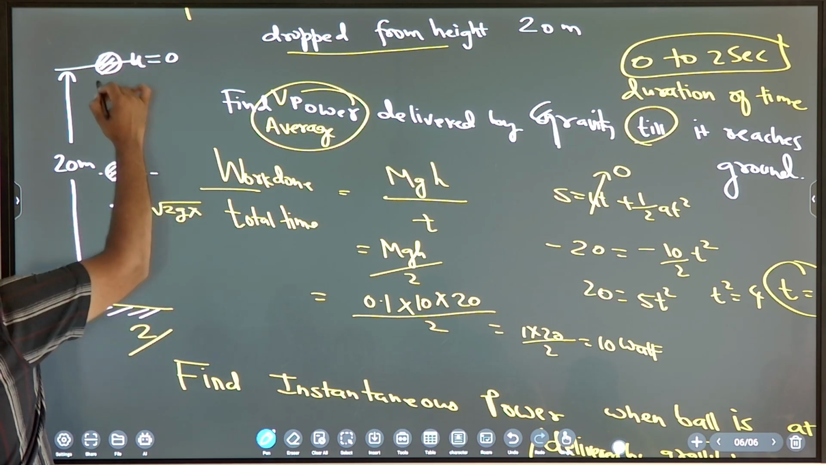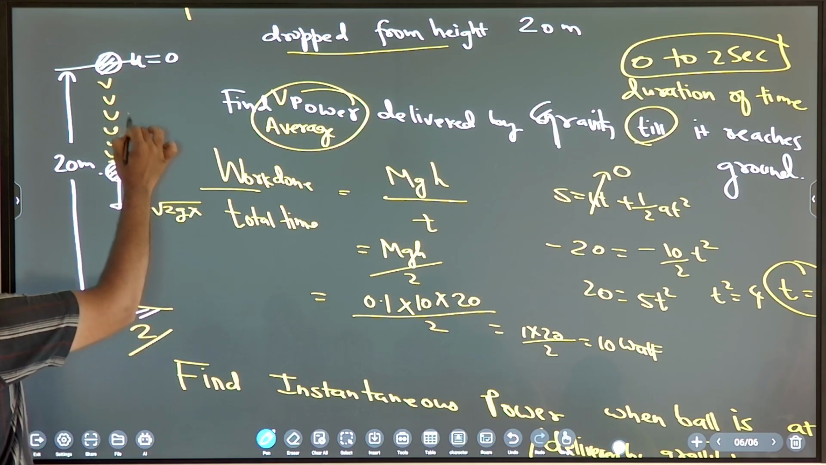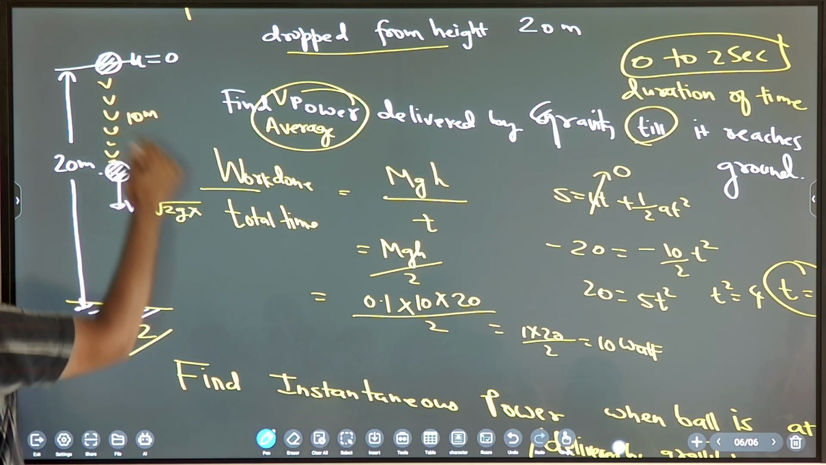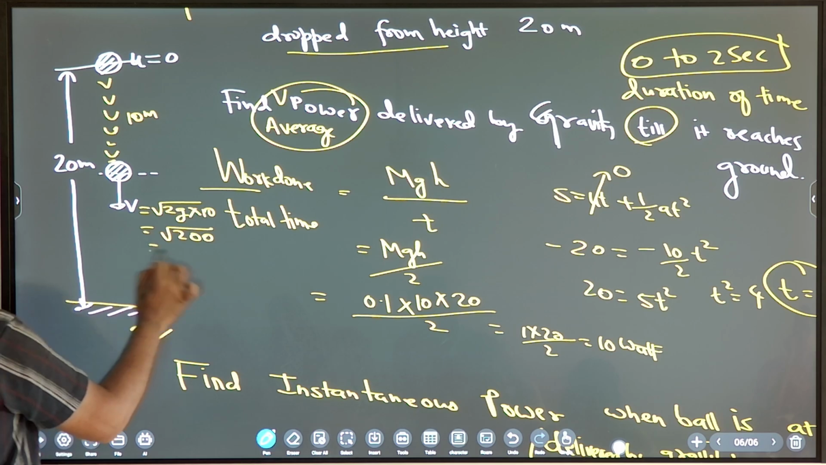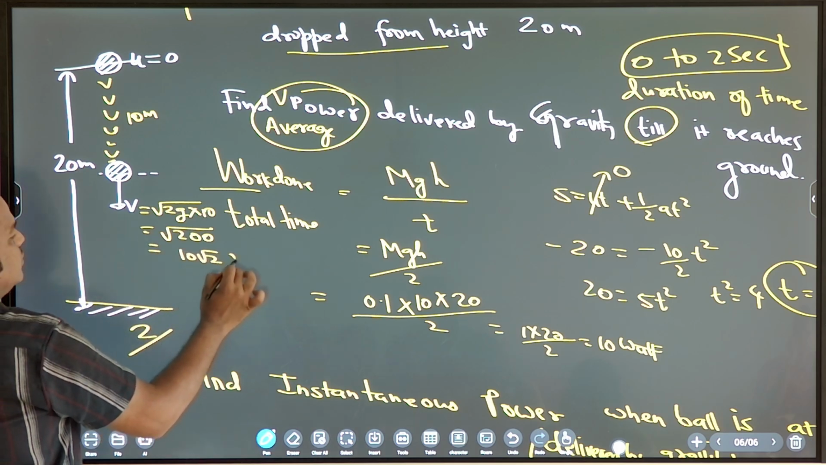How much it is falling? 10 meter. So what is the speed? Tell me. Root 200. So 10 root 2.